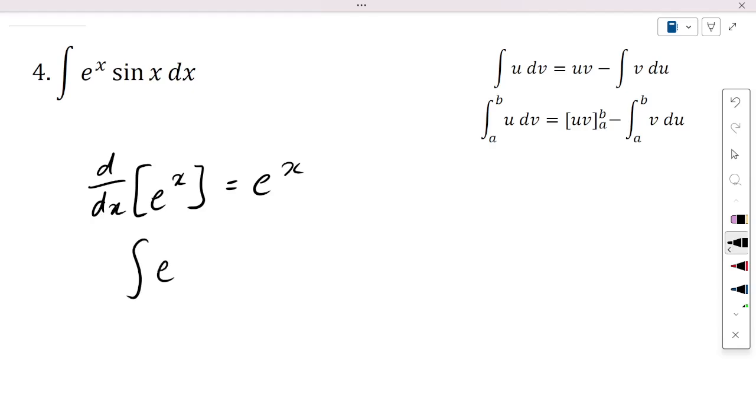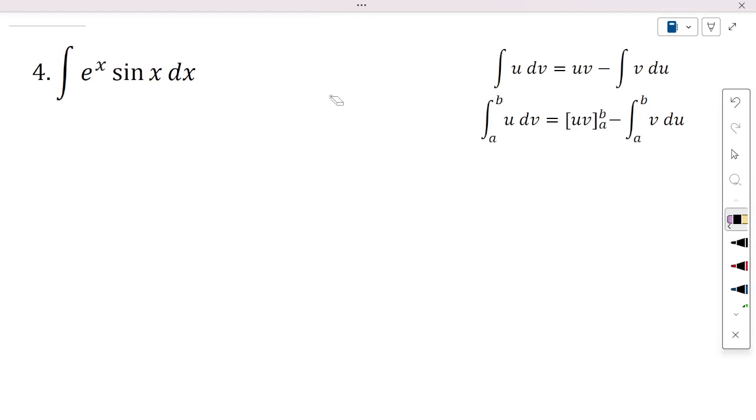So basically what I'm saying is the integral of e to the x with respect to x will also be equal to e to the x, but plus c. Okay, so that's what I'm saying. It's the same thing. That's why it's so much easier to use the integral of e to the x. Okay, so that's what we're going to be doing.